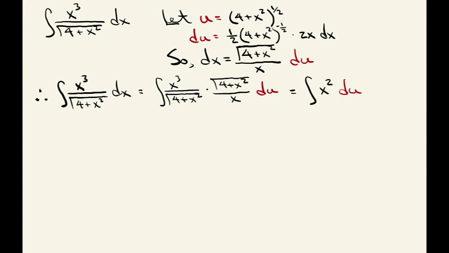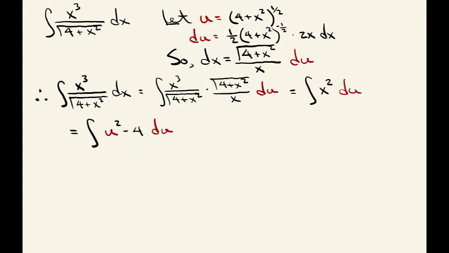Well, this leaves us with an integral in terms of two different variables. So we have just a little bit more work to do. But if we just go up to our substitution line where we let u be (4 plus x squared) to the 1/2 power, well, taking the square of both sides and subtracting 4 tells us that x squared is equal to u squared minus 4. So we have now transformed our original integral in terms of x into an integral in terms of u that is very easy to evaluate.